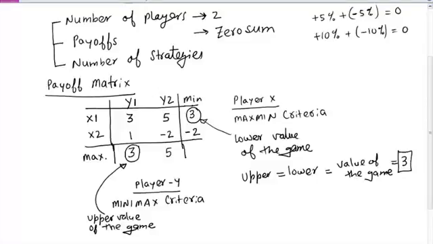So both player X and Y will use strategies in such a way that they end up with this value here. Basically it means whenever player X chooses first strategy, Y will choose first strategy. Similarly, whenever Y chooses second strategy, obviously player X will choose first strategy. So always they end up with 3. So whenever both these numbers are the same, we say that an equilibrium or saddle point exists.